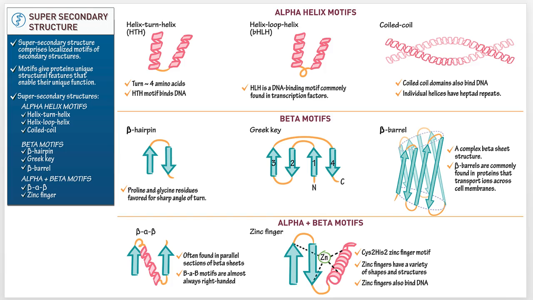Thanks once again to Draw It to Learn It. There's lots of these cool ones, and we see these a lot in nature, and if we see them often, then we start giving them names. So if we see helix loop helix or coiled coils, we see that a lot in certain domains that will allow binding of DNA.